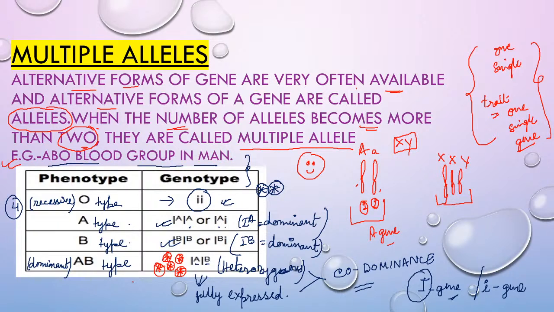Are all multiple allelism examples of codominance? If yes, then you have to go for option A, that is, the assertion is true and the reason is the correct explanation.